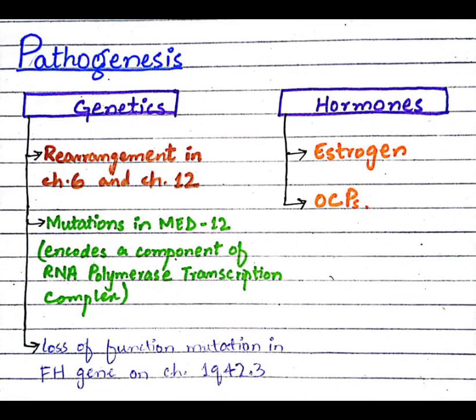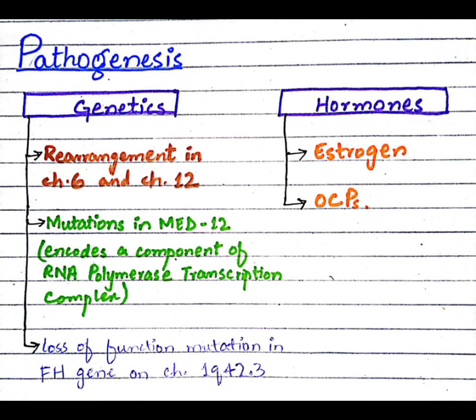So let's discuss the pathogenesis of leiomyomas. Leiomyomas are caused by interactions between genetics and hormones. As far as genetics is concerned, the common disturbances are rearrangements in chromosomes 6 and 12; mutations in MED12, which is a gene that encodes a component of the RNA polymerase transcription complex; and third, the loss of function mutation in the FH gene. Fumarate hydratase is an enzyme of the Krebs cycle, and this association constitutes an example of a link between metabolic abnormalities and neoplasia.